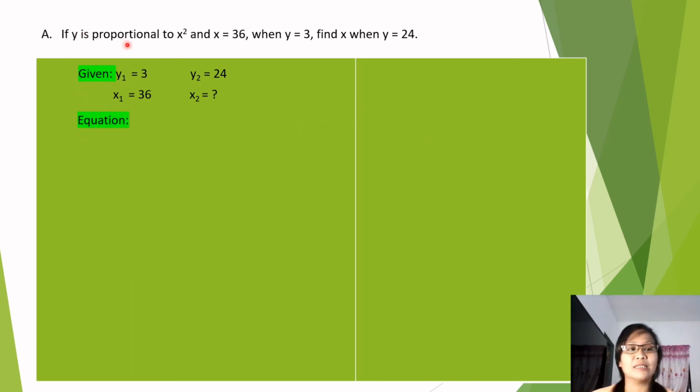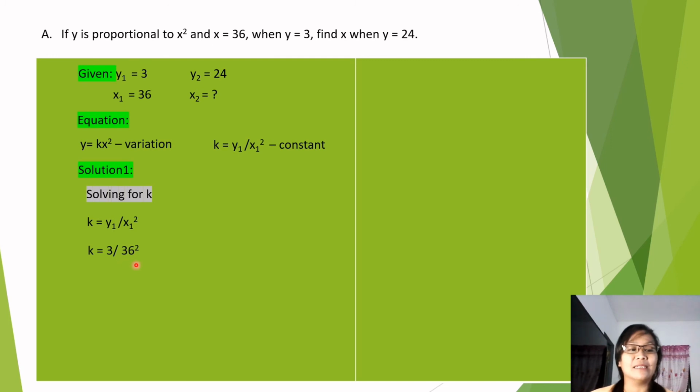So, y is proportional to x squared. So, y is equal to kx squared for our variation. And for our k, we have k is equal to y sub 1 over x sub 1 squared. Solving for k, we will use k is equal to y sub 1 over x sub 1 squared and then substitute the given. Y sub 1 is 3 all over x sub 1 is 36 squared.